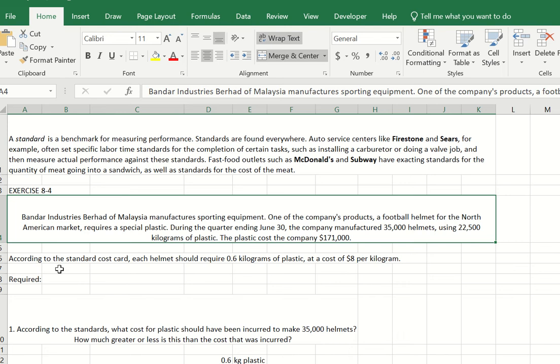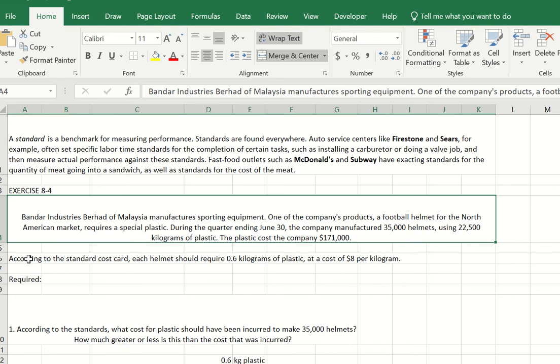Bandar Industries Berhad of Malaysia manufactures sporting equipment. One of the company's products, a football helmet for the North America market, requires special plastic. During the quarter ended June 30th, the company manufactured 35,000 helmets using 22,500 kilograms of plastic. The plastic cost the company $171,000. So these are actuals. This is what actually happened.